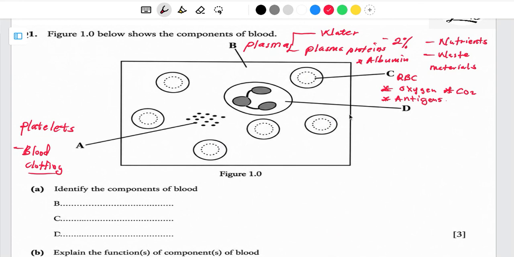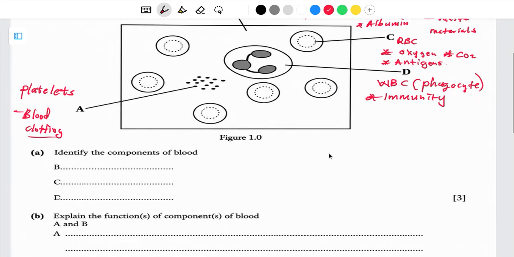Then structure D is representing the white blood cell. To be specific, this one is called the phagocyte because of the lobed nucleus. So this one is the phagocyte. It is involved in the phagocytosis of the pathogens. In short, this one is mostly involved in immunity, or the mechanism of immunity defense.